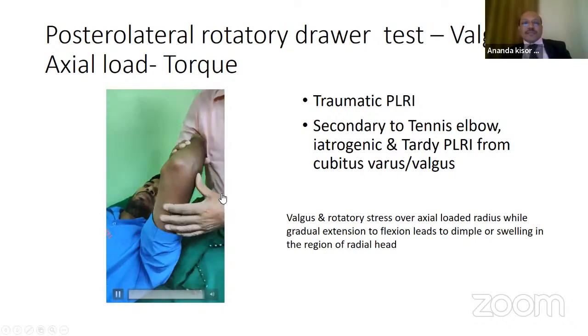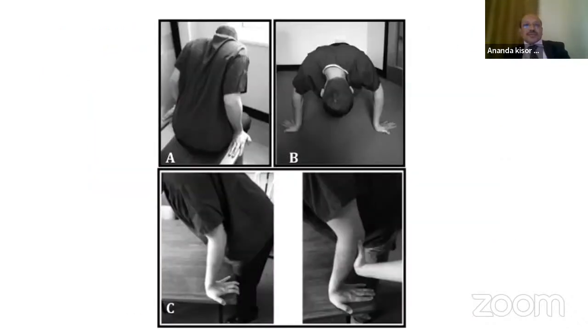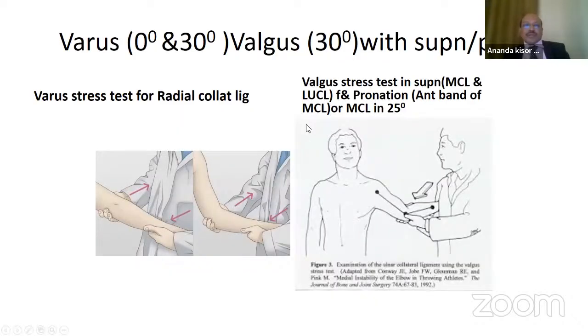A dimple means a subluxation. A swelling means it's completely dislocated. So that is the posterolateral rotatory instability test. It is the most important test. Another very important and simple test is to ask the patient to raise his body from the floor. The patient will not be able to do that. In that case, the posterolateral ligaments are torn. That will be very difficult.